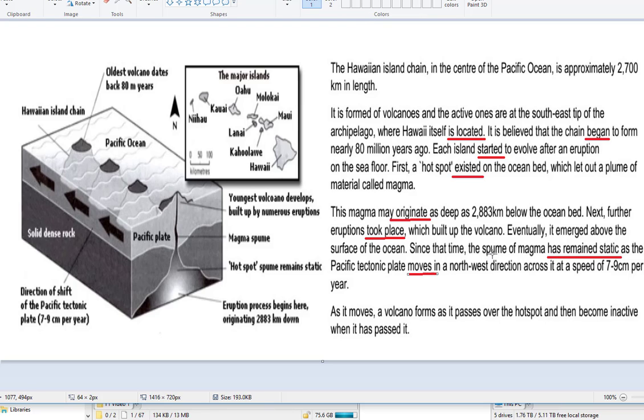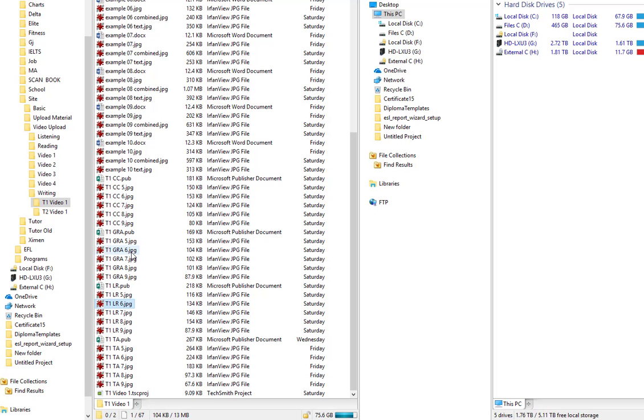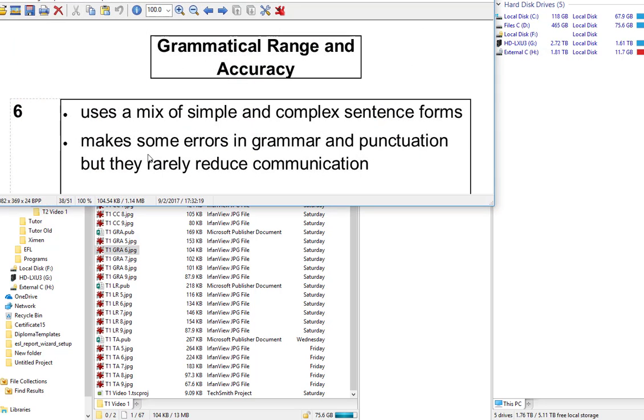Here we have the word spume, and here we have the word plume. I'm not sure which is correct. Here it says spume. Here we have the present tense again. Okay, so there's this problem with tenses here. Let's have a look at 6. Well, yeah, it doesn't reduce communication, but there are some problems in grammar, specifically about the tenses.